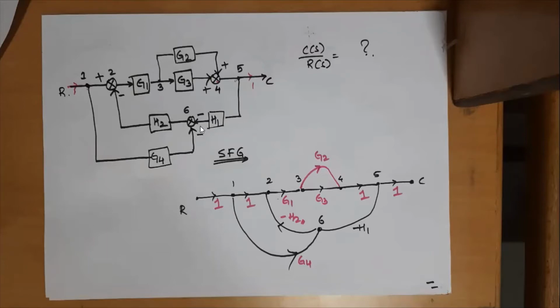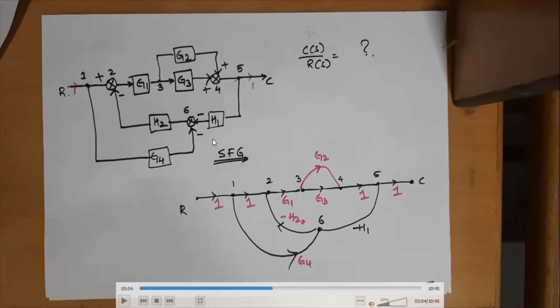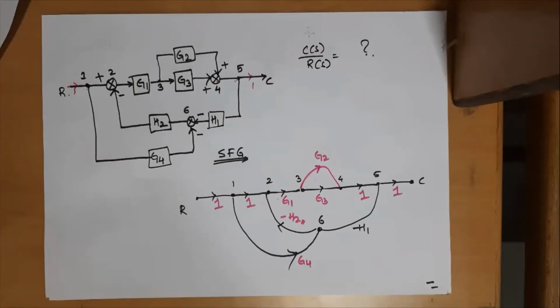One may ask me the question, how come G4, which may be the transfer function of a plant, can be negative? You don't bother about that. Whatever the question is given, whatever the sign is given, just copy and keep it as it is. So this should be minus G4. Those who are looking at this carefully or writing this note, please make those corrections.